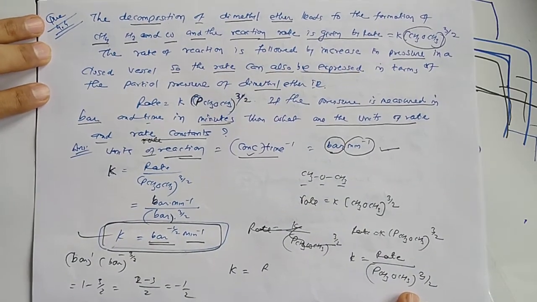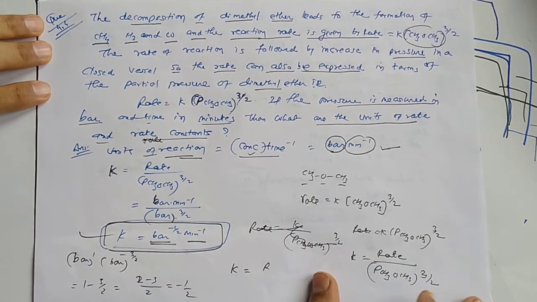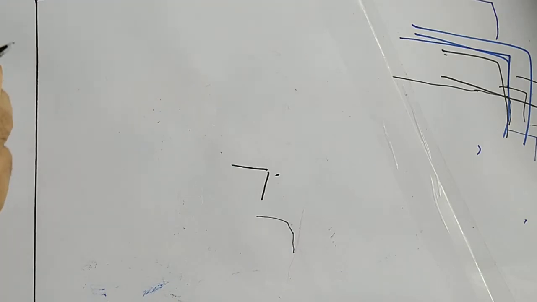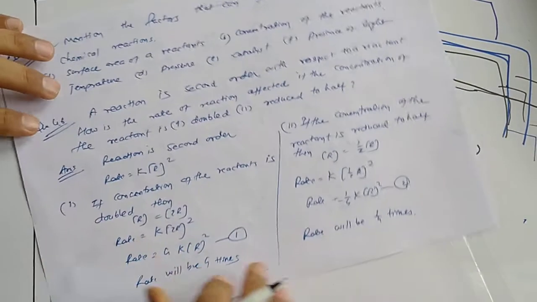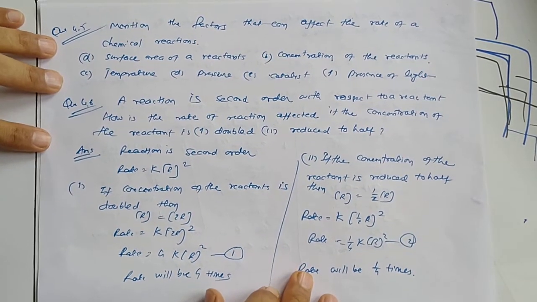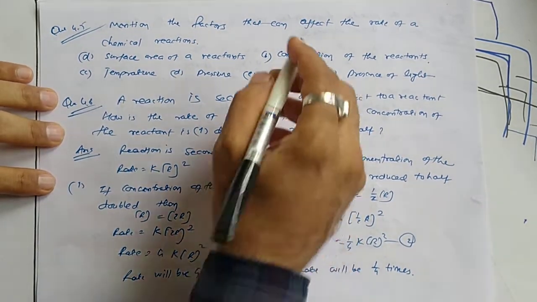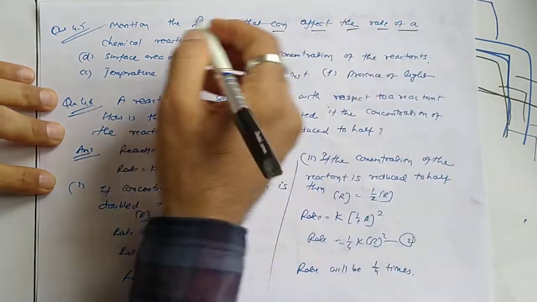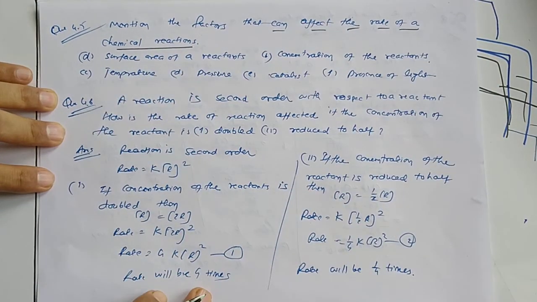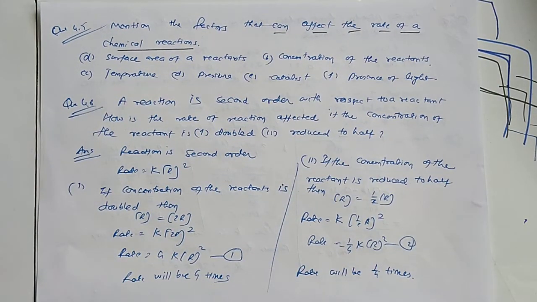Understood? Now next, 4.5. In question number 4.5, mention the factors that can affect the rate of a chemical reaction. Give the factors which affect the rate of the reaction.